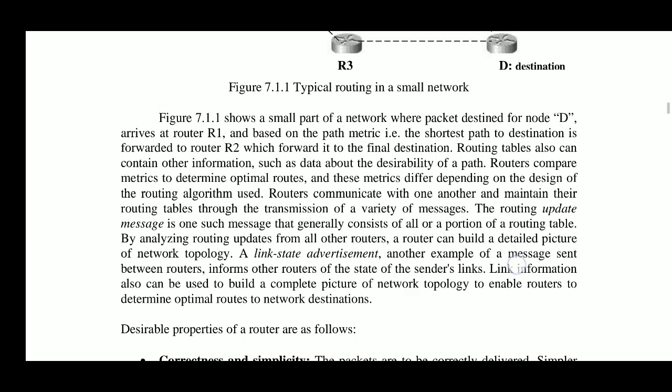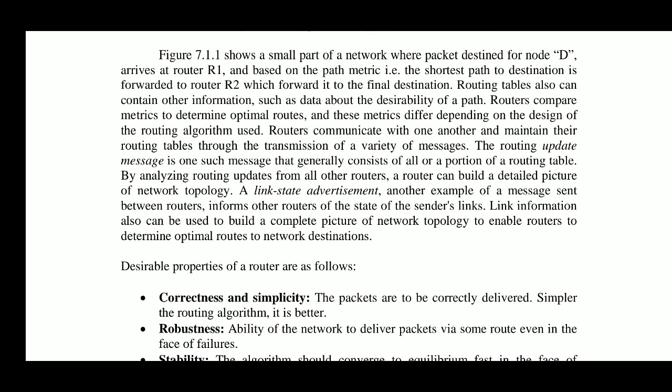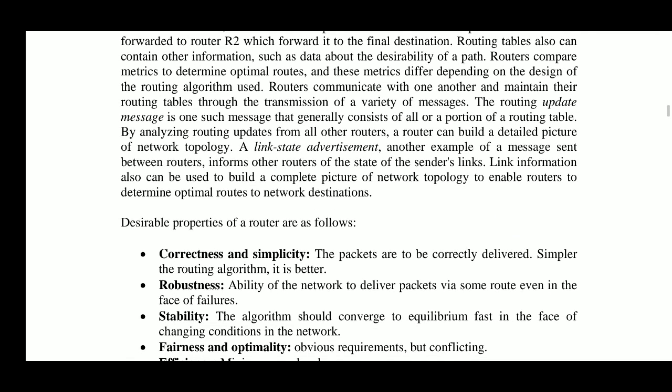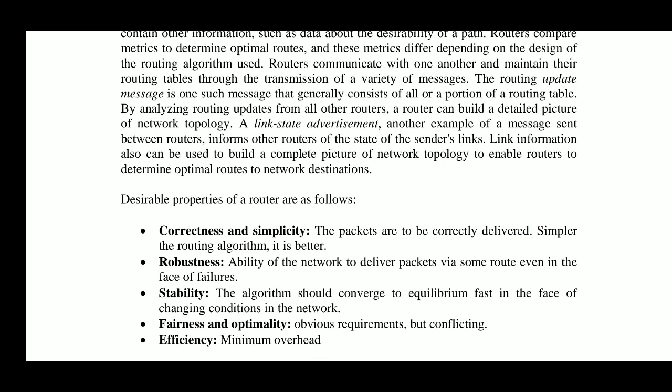These tables are maintained by the routers by communicating with each other. So they transmit a variety of control messages for updating the routing tables. An update message is one such message that generally consists of all or a portion of the routing table. By analyzing routing updates from all the other routers, a router can build a detailed picture of the network topology.